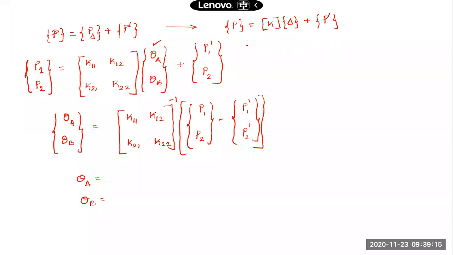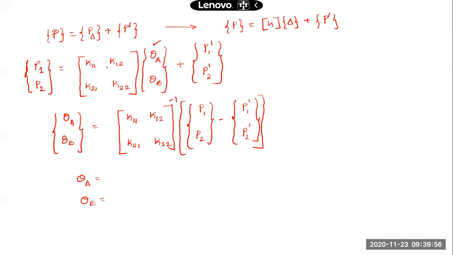You can readily identify your unknown displacements just by looking at the structure, identifying the degree of freedom or degree of kinematic indeterminacy. I'll be able to tell what my unknown displacements are, theta A and theta B. Now the question is about P dash. The P dash matrix will be obtained by restraining the structure. You have to restrain the structure, find the fixed end moments, and they will be arranged in this P dash matrix.